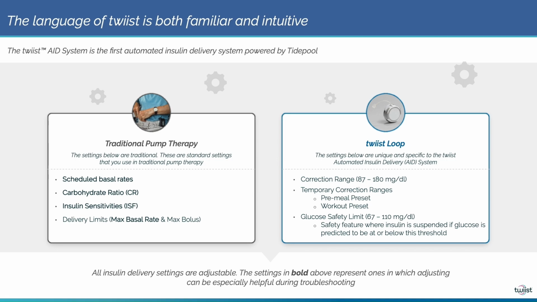Temporary correction ranges can be set for the pre-meal preset and the workout preset, and we'll talk a little bit about those in the future. The glucose safety limit, as Joanna pointed out, is 67 to 110. So this can be set as low as you feel comfortable for people with diabetes, and this kind of acts as a suspend threshold for our system.